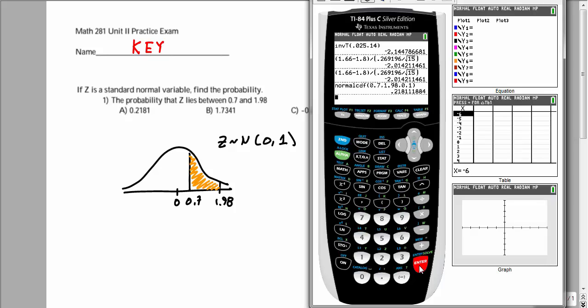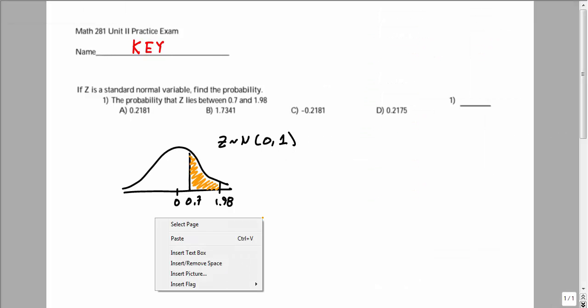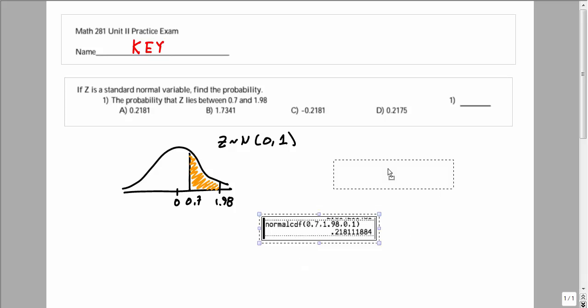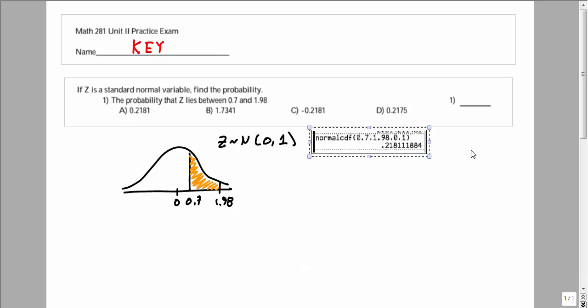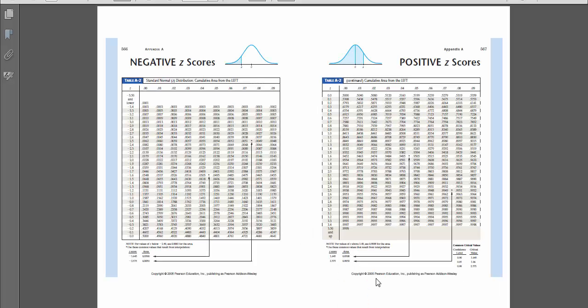So here we get 0.21811. Now that's an approximation. And remember, we might get a different answer depending on if we use the normal tables or if we use our calculators. So we'll use the normal table next to come up with a solution, and then we'll compare those. To use the normal tables, we would look up both values.